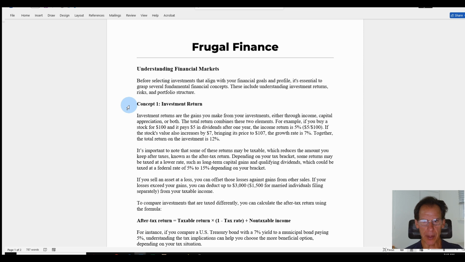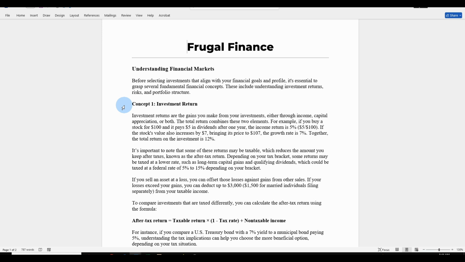Before selecting investments that align with your financial goals and profile, it's essential to grasp several fundamental financial concepts. These include understanding investment returns, risks, and portfolio structure.